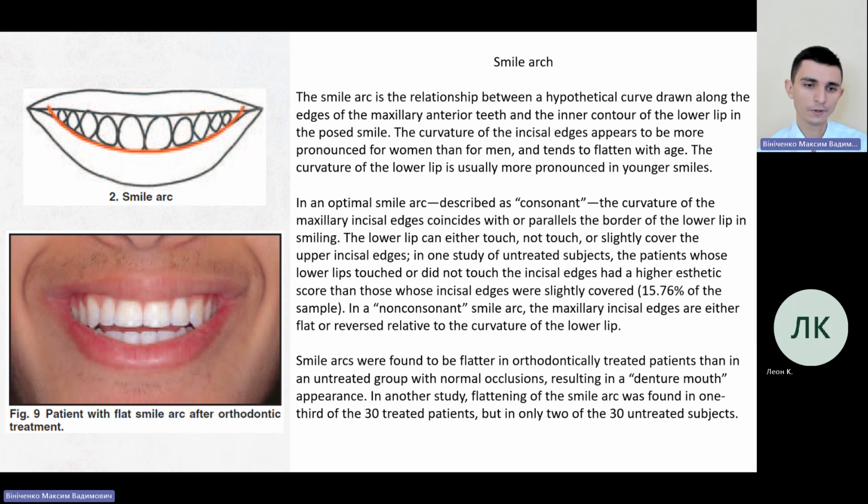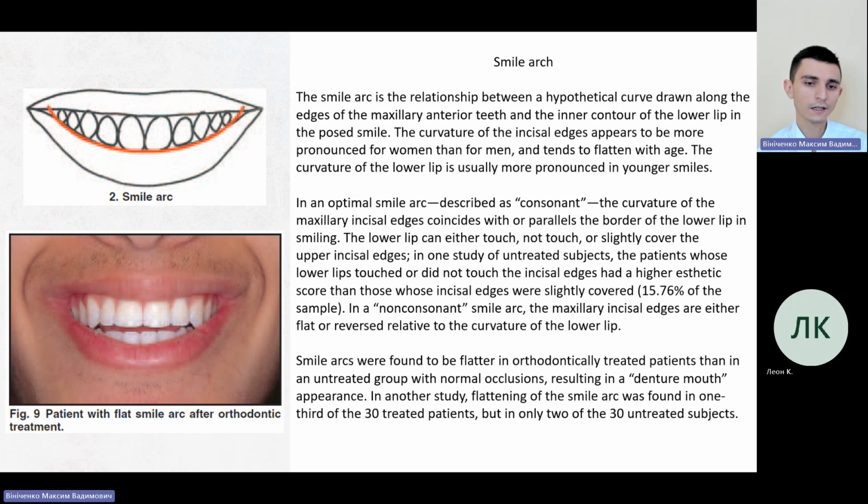15.76% of the sample. In a non-consonant smile arch, the maxillary incisal edges are either flat or reversed relative to the curvature of the lower lip. Smile arches were found to be flatter in orthodontically treated patients than in an untreated group with normal occlusions, resulting in a denture-like appearance.